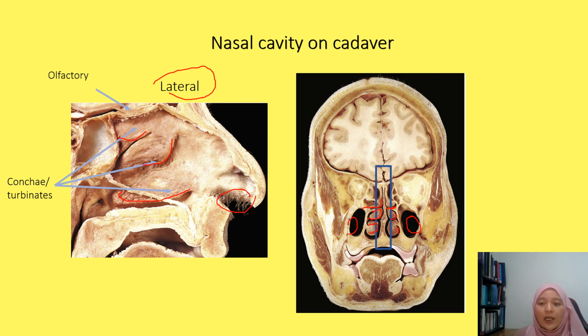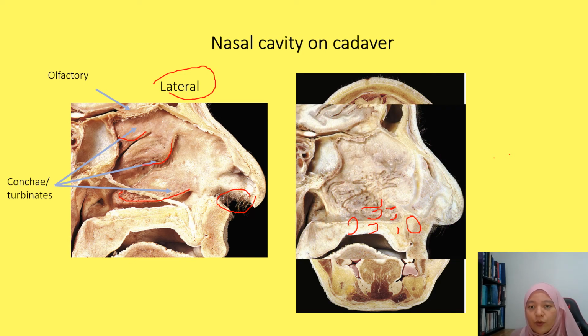And apart from that, we have another view. So this is your medial view, the medial wall of the nasal cavity. Basically, this is your septum, the septum that consists of the cartilage and the bone.